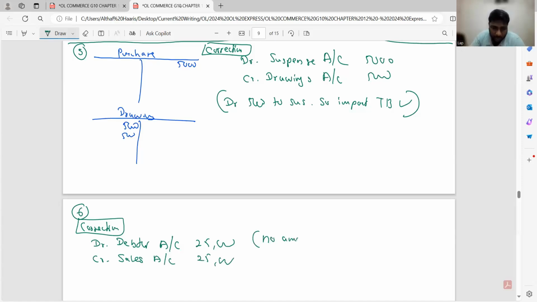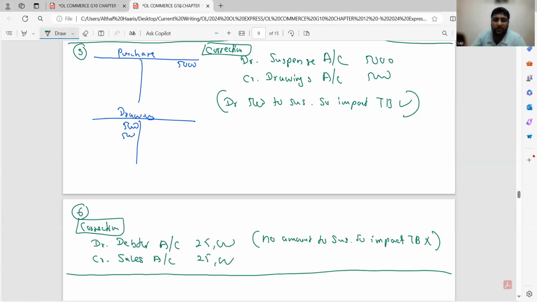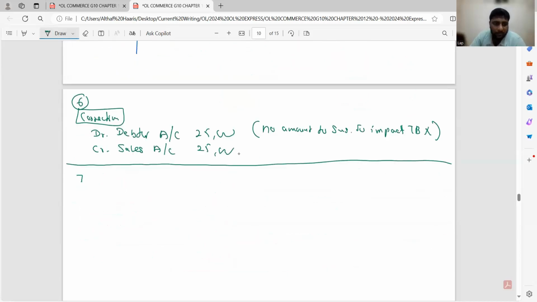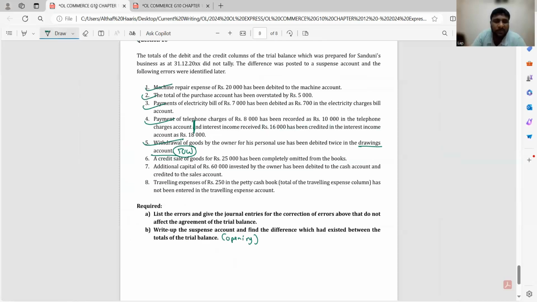No amount to suspense. So impact on the trial balance agreement is not there. Seventh one. Additional capital 60,000 invested by the owner has been debited to the cash account and credited to the sales account.